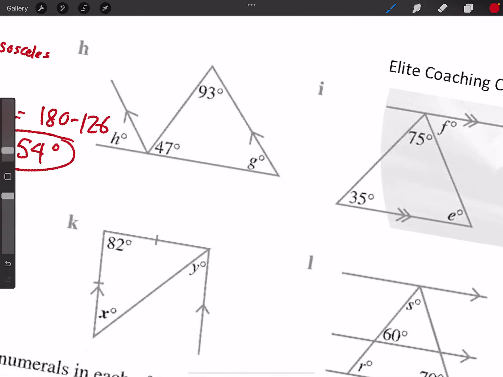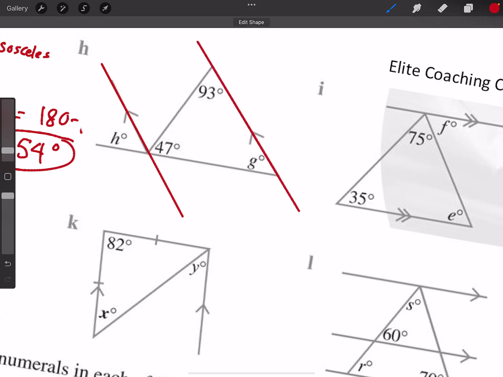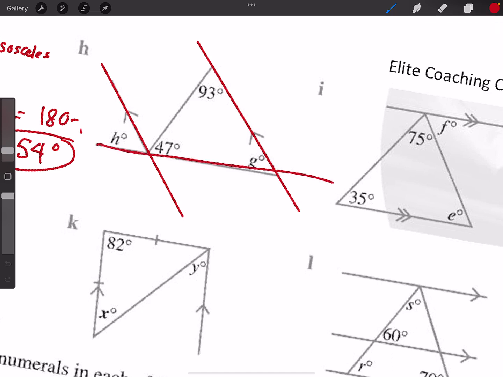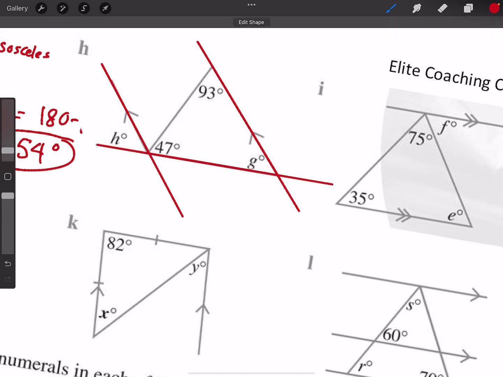Okay, let's look at the next one. Let me get rid of this. Okay, you got two parallel lines. So here's your two parallel lines. This is one of them. And this is the other one. Now, where's the transversal line? You got two transversal lines. This is one of them. This is one of the transversal lines. Okay, let's see. Remember, all acute angles are equal and all obtuse angles are equal.